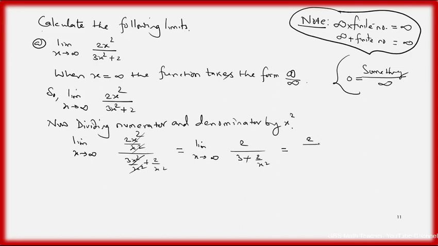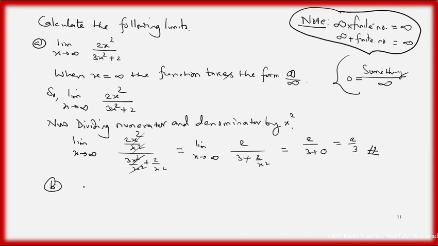So 2 over 3 plus 2 by infinity is 0, so that is the value. The main target of dividing by the highest power is making something by infinity, which gives 0, and we will obtain the numerical value. Okay, so I have drawn this, dear student.